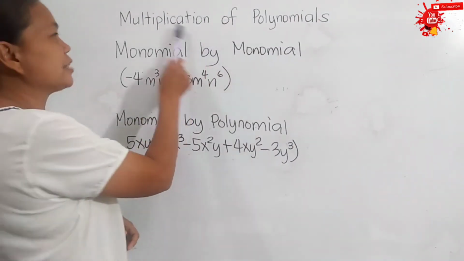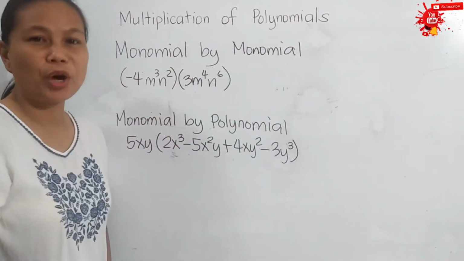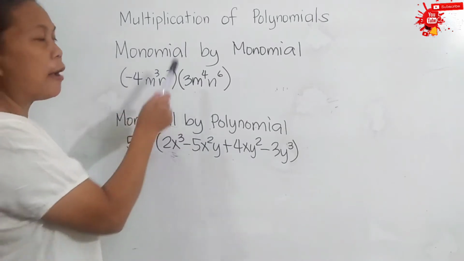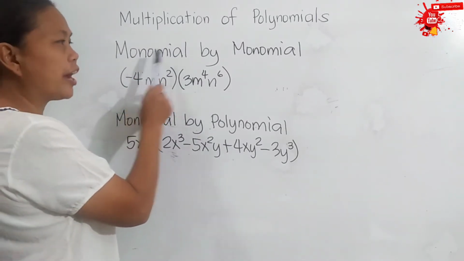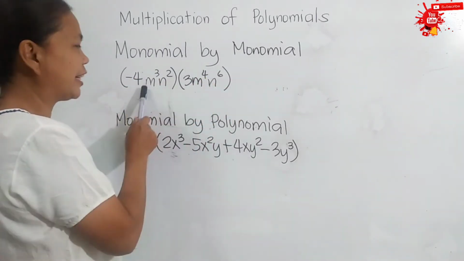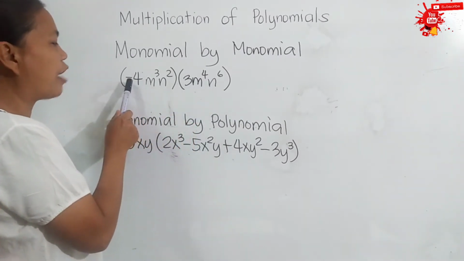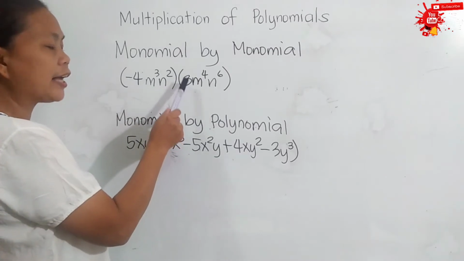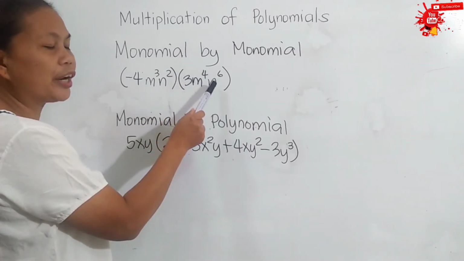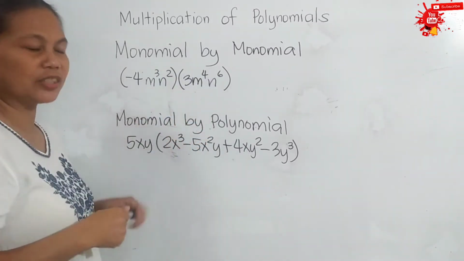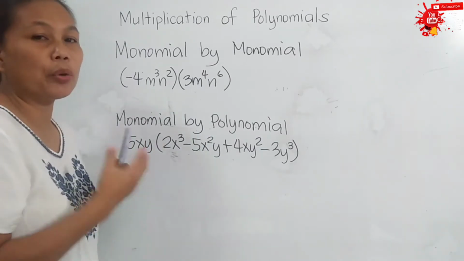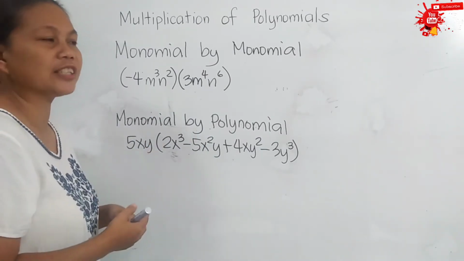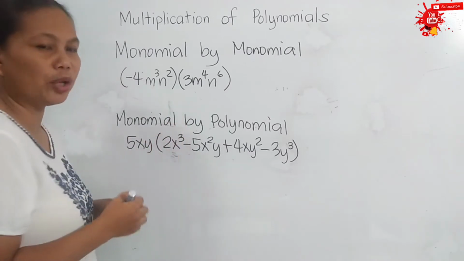Let us discuss multiplication of polynomials. Let us start with multiplication of monomial by monomial. Let us have an example here: negative 4m cubed n squared times 3m raised to 4 n raised to 6. So what are we going to do with this? We will use the product's law of exponent for this multiplication.